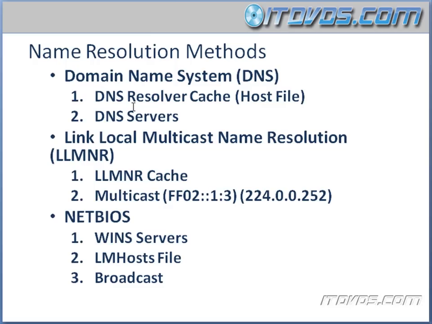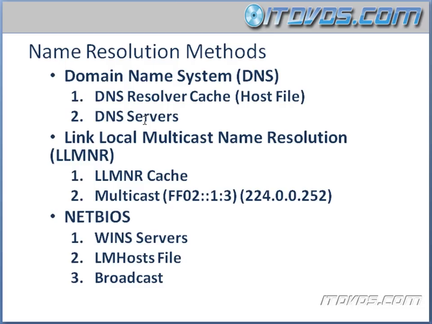So for DNS, it first looks in its DNS resolver cache, also called the DNS client cache. And we have something called a host file. And initially, anytime we save the host file or reboot our computer or restart the DNS client service, the host file is loaded into the DNS resolver cache. So when we go to resolve a name like DC02 or dc02.itdvds.local, it looks in the resolver cache first. If it can't find it in the resolver cache, then it's going to query its DNS servers. And we configure those DNS servers when we configure a network card or by DHCP.